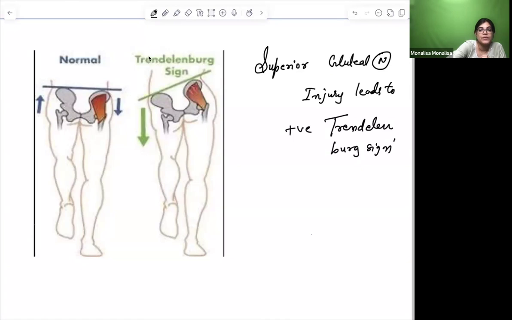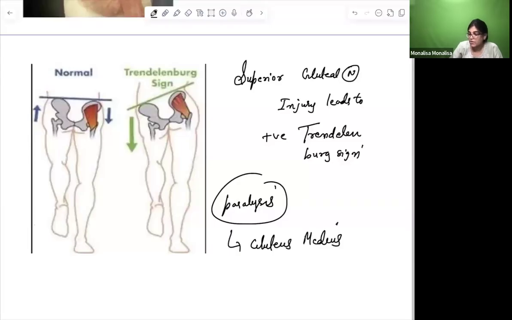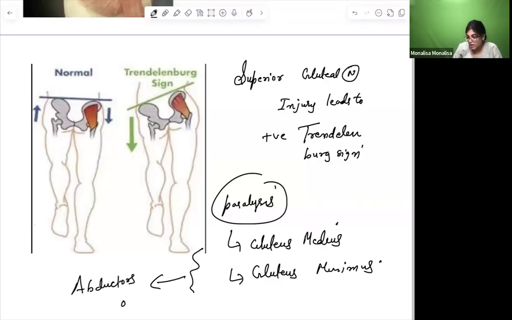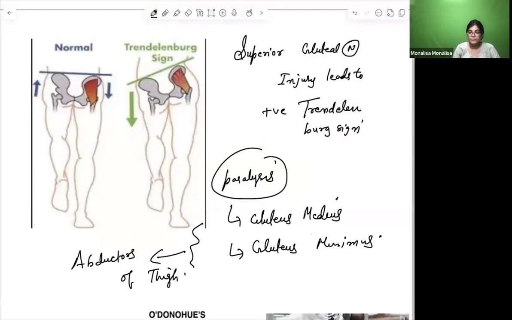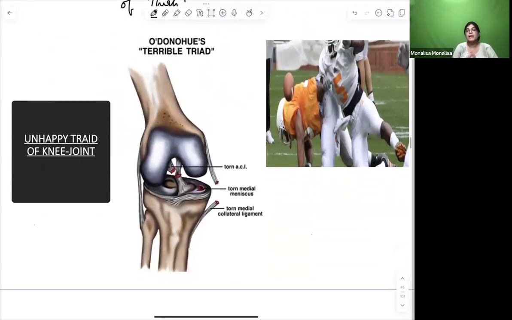Yes, I got an answer from Akshay. Paralysis of the muscles is gluteus medius and minimus. It causes paralysis of gluteus medius and minimus. And these two muscles are abductors of thigh. They are abductors of thigh.